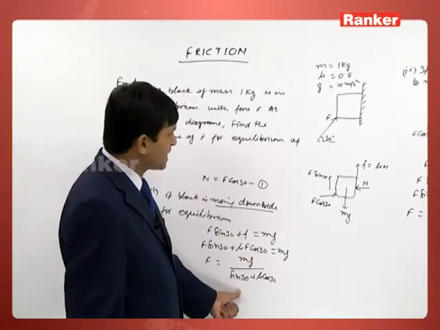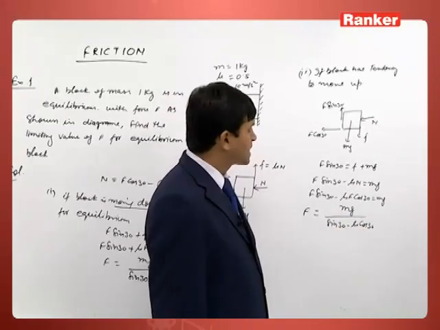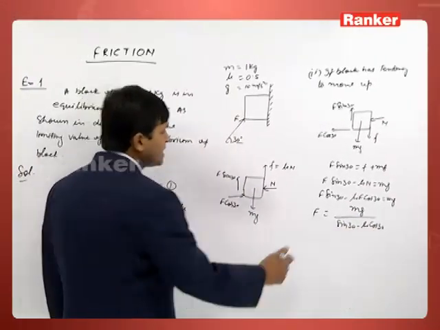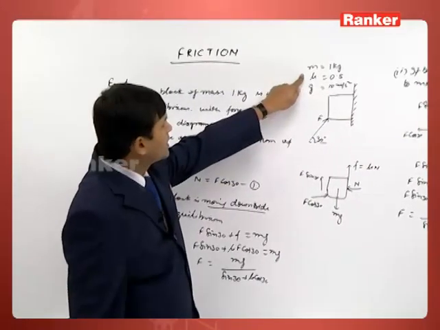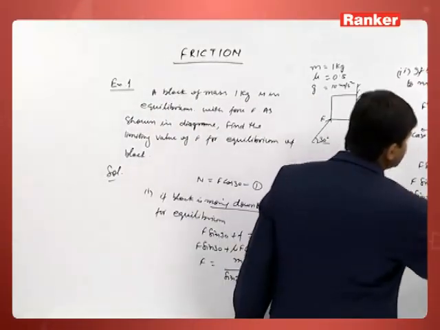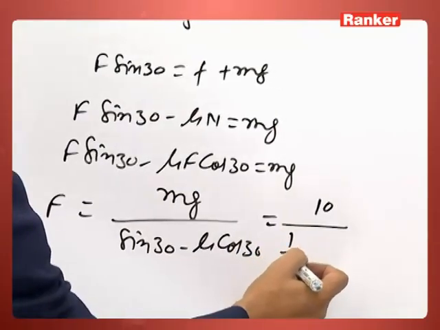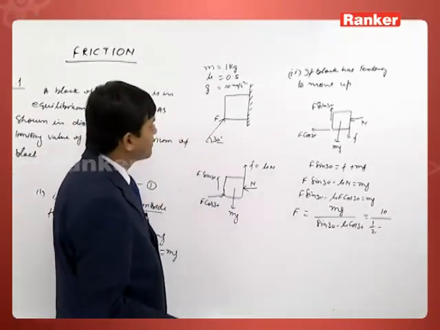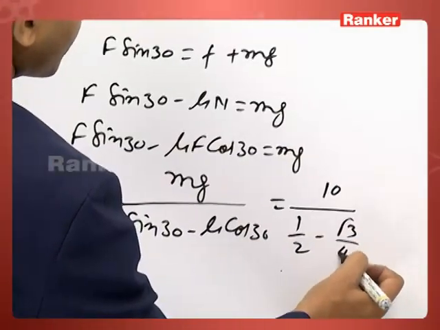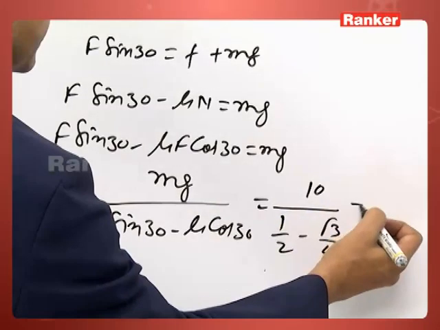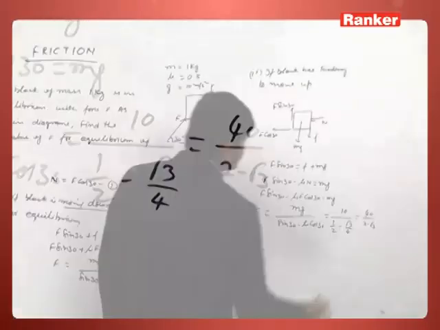One is F equal to mg by sin 30 plus mu cos 30, and F is equal to mg by sin 30 minus mu cos 30. If we are substituting the values of all data, m is given 1, g is 10, so mg will be 10 here, by sin 30 which is 1 by 2, minus mu which is 0.5, times cos 30 which is root 3 by 2. It becomes root 3 by 4. Now we can say here 40 by 2 minus root 3.